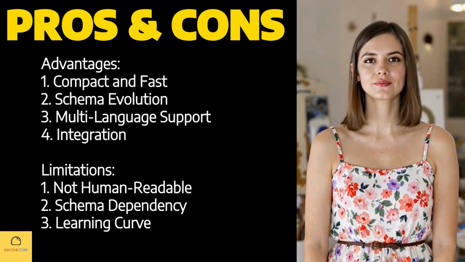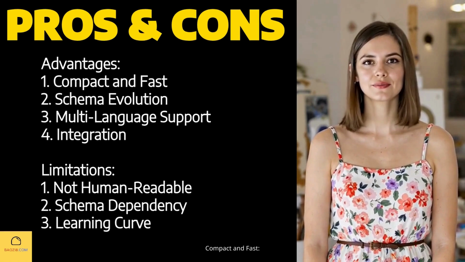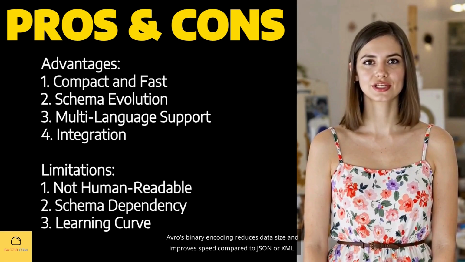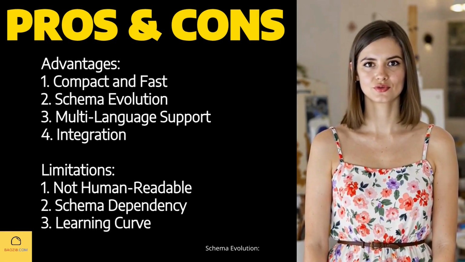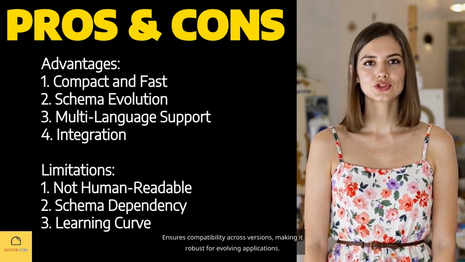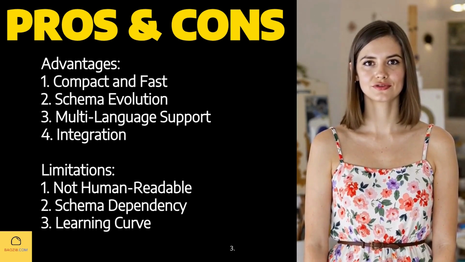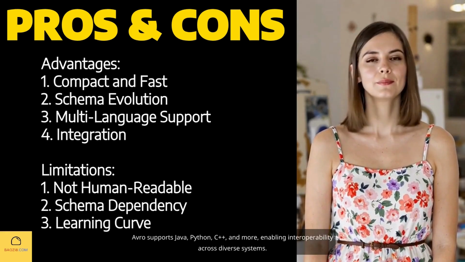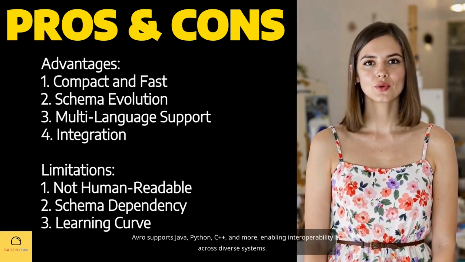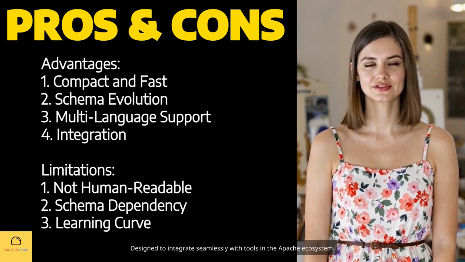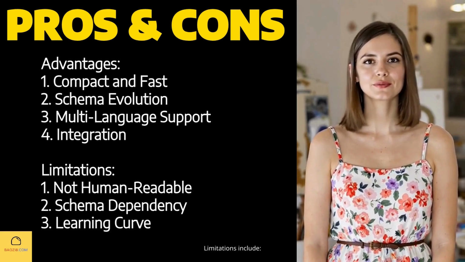Advantages include 1. Compact and fast. AVRO's binary encoding reduces data size and improves speed compared to JSON or XML. 2. Schema evolution. Ensures compatibility across versions, making it robust for evolving applications. 3. Multi-language support. AVRO supports Java, Python, C++, and more, enabling interoperability across diverse systems. 4. Integration. Designed to integrate seamlessly with tools in the Apache ecosystem.